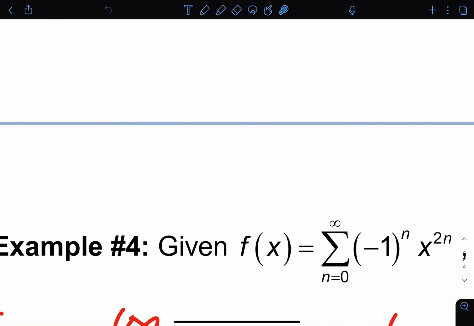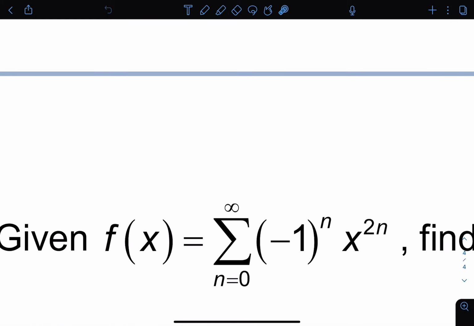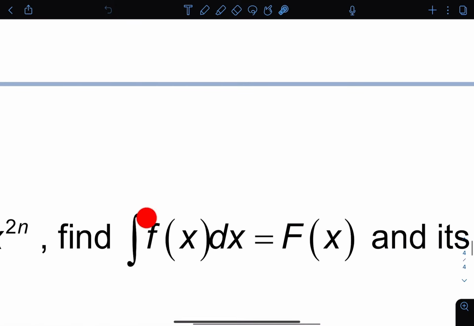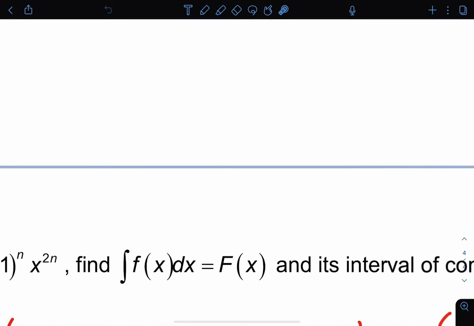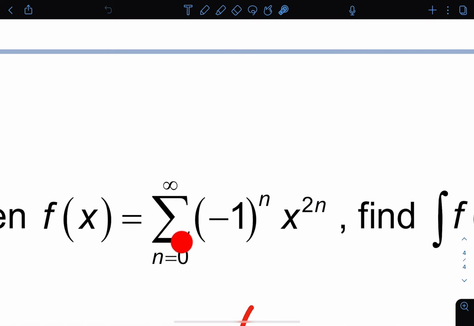Okay, so given f of x equals, so now this function is going to be based on this series. So all of these terms, these infinitely many terms added up, negative 1 to the n, x to the 2n, right? And now we want to know what is the integral of little f of x, which is capital F of x in our fundamental theorem notation, okay? So we'll come back to the integral part in a second. Let's just talk about the terms, okay?